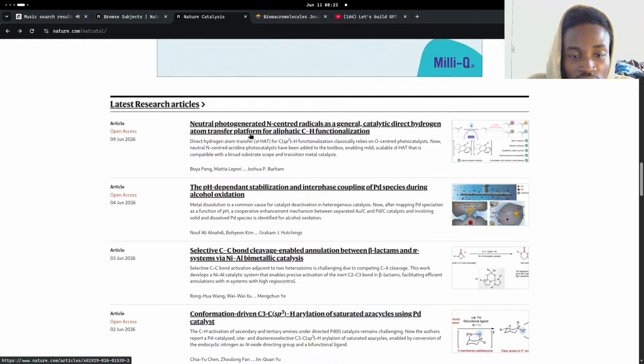Okay. So: neutral photo-generated N-centered radicals as general catalytic direct hydrogen atom transfer platform for aliphatic C-H functionalization. And then there was something on beta-lactams: selective C-C bond cleavage enabled amidation between beta-lactams and pi systems via a nickel-aluminum bimetallic catalysis.